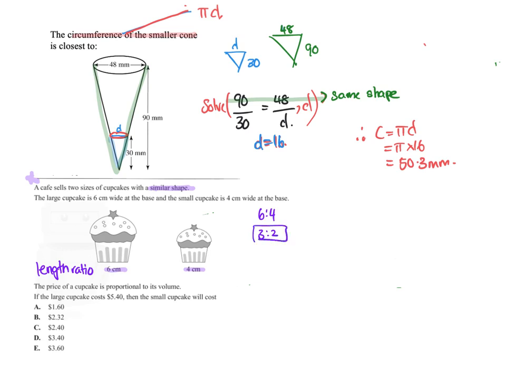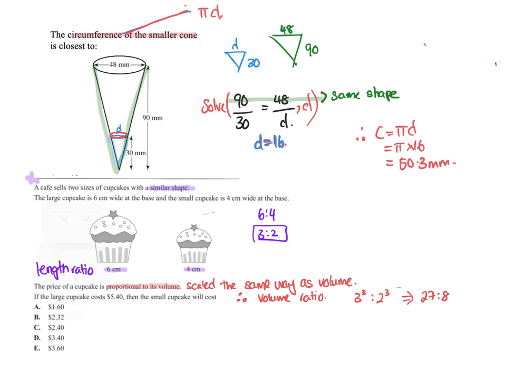Okay, and now the question says that the price of the cupcake is proportional to its volume. So what that means is it's scaled the same way as volume. So therefore we can use the volume ratio. If we want to find the volume ratio, it would be the length ratio cubed, which ends up being 27 to 8.